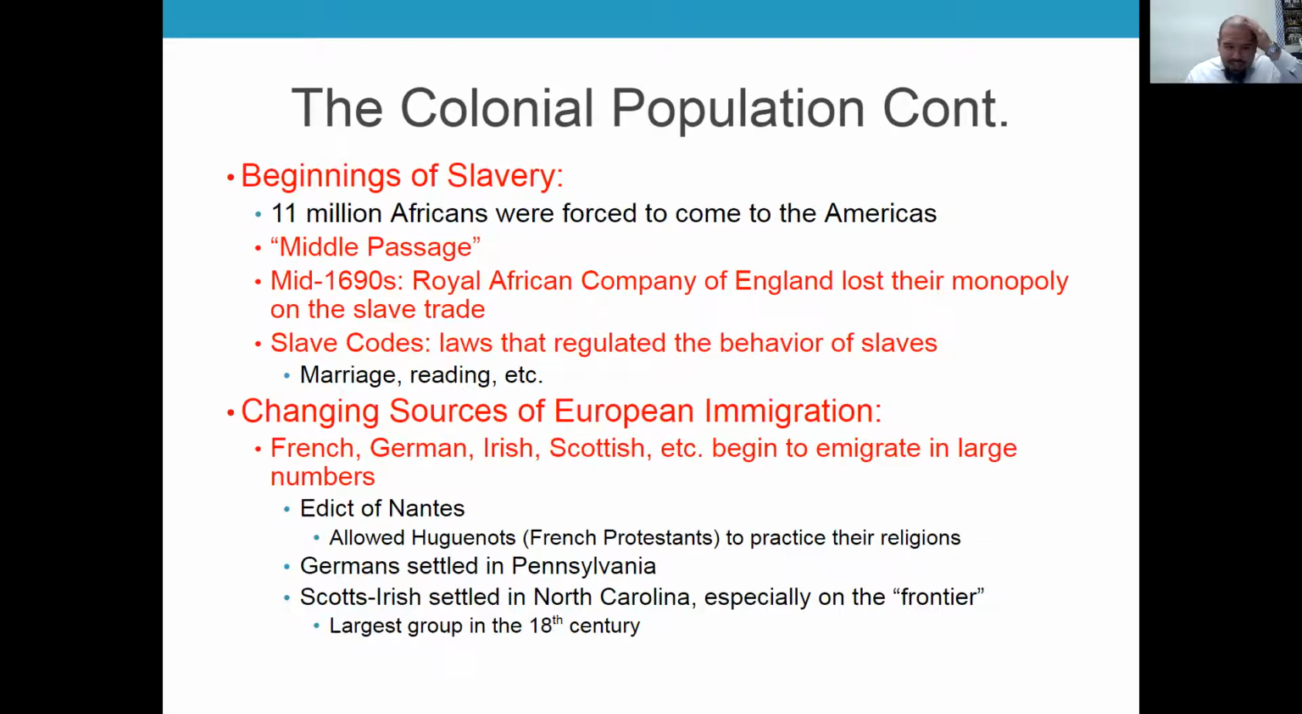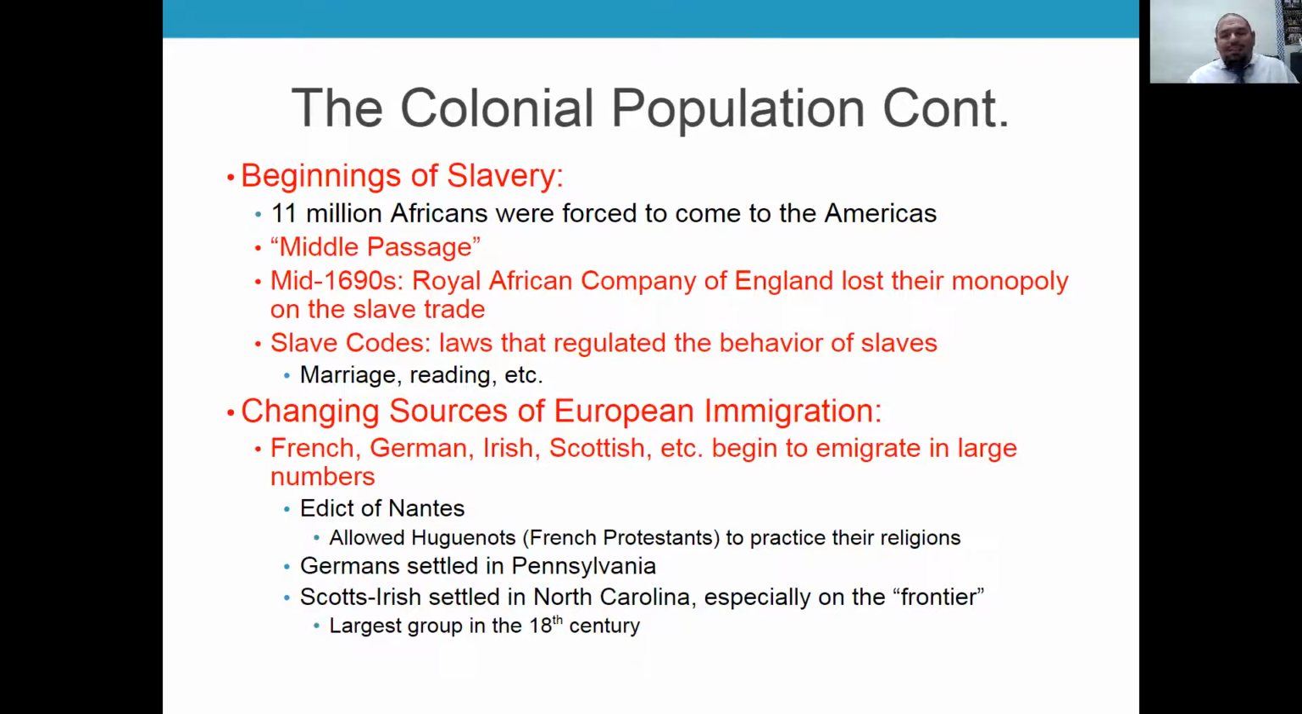Okay, you have changing sources of European immigration now. As they witness the English do it, many French, German, Irish, and Scottish are going to begin to emigrate in large numbers. You have the Edict of Nantes.